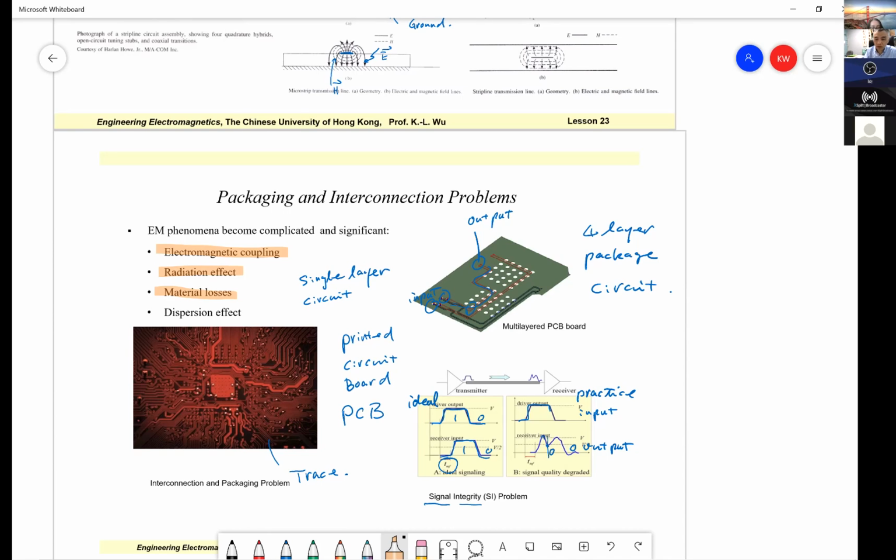And then also we are talking about dispersion effect. That is a property, for example, the impedance changes with frequency, we call the dispersion effect. All these phenomena we need to deal with. We need to keep in mind when we deal with the product, either design or even when you just use it. You need to know how to explain those phenomena.